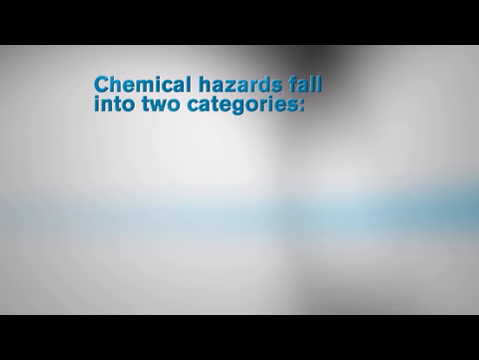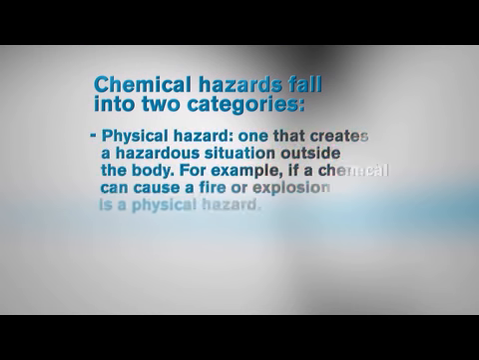We try to use cleaning chemicals that have minimal or no hazards. But because the chemicals we use can be hazardous, it's important for you to be able to identify those hazards and know how they can affect you. Chemical hazards fall into 2 categories: physical hazards and health hazards. A physical hazard is one that creates a hazardous situation outside the body. For example, if a chemical can cause a fire or explosion, it is a physical hazard.